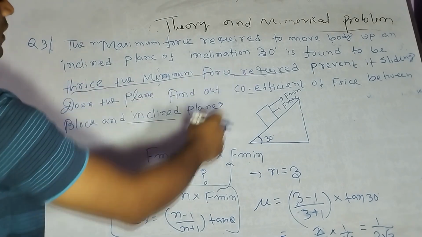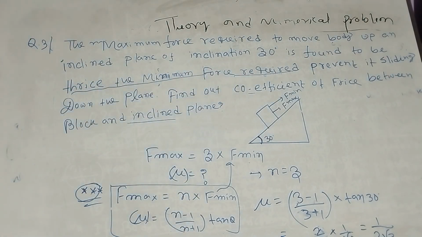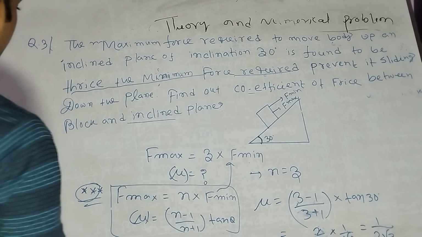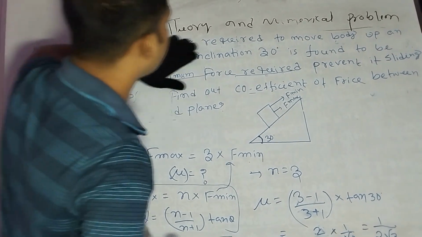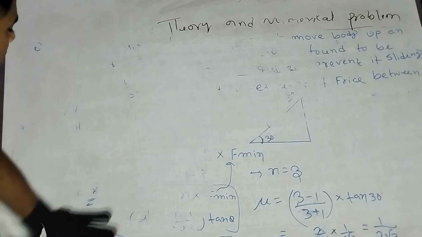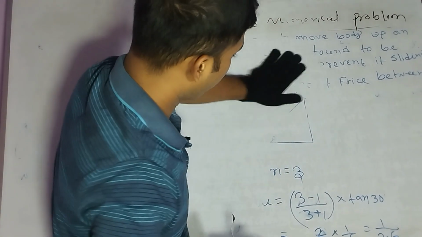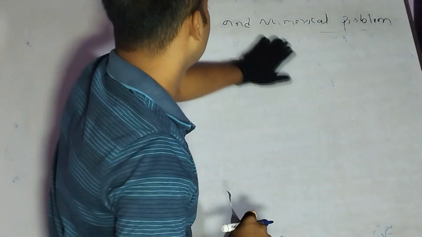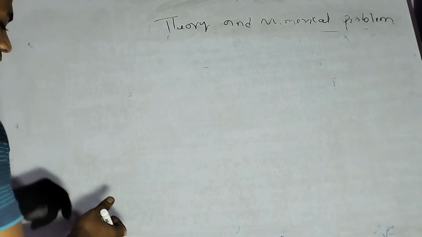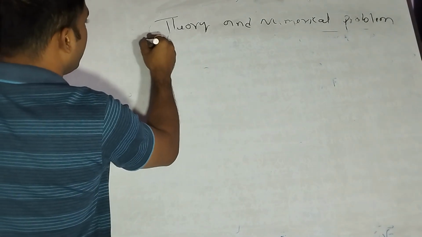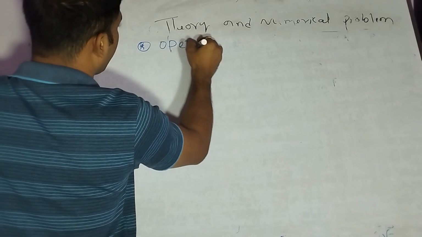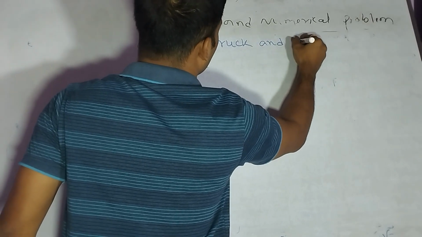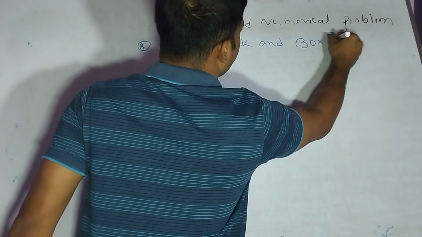Next, let us go quickly. Another is the block and track, another is the track and box problem. Track and box problem. Open track and box problem. Very important topics. Track means a van type of vehicle. Open track and box problem.